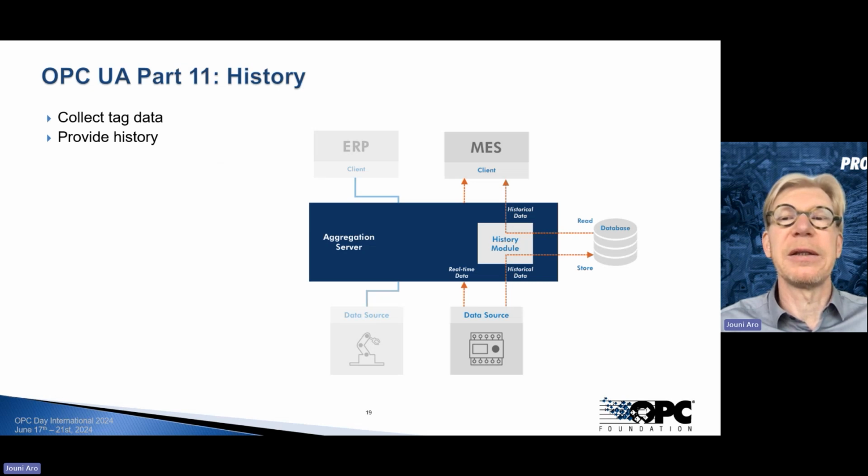History is another thing where in an aggregation server you have much more capacity. There's more space to store all the history of all the data sources, maybe even put it in a database behind and then serve the history from the database, for example.